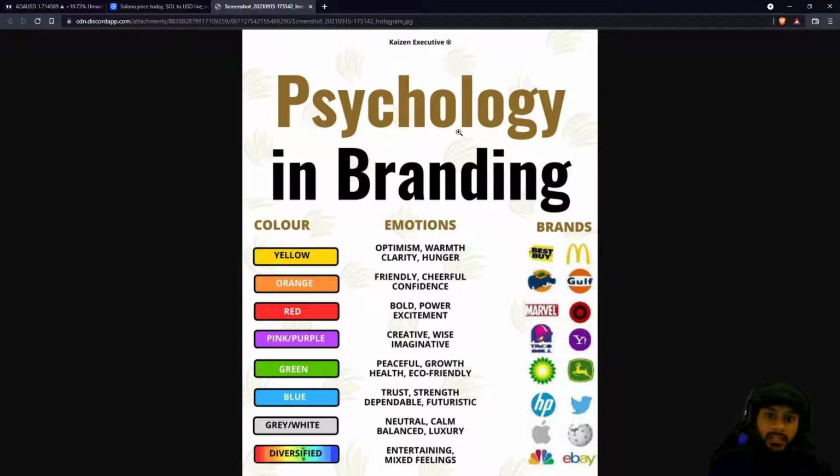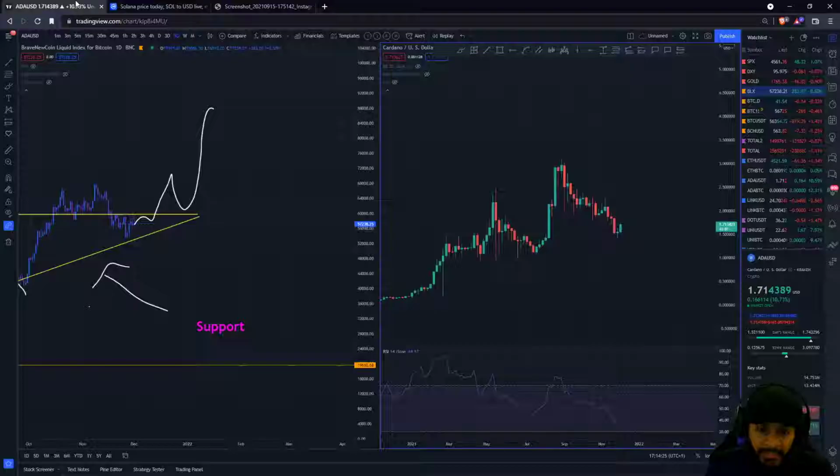Look, psychology and branding. For example, the yellow color, what kind of emotions are involved with the color yellow? Optimism, warmth, clarity, hunger. That's why the logo of McDonald's is yellow. Orange displays cheerful, confidence. Red, bold, power, excitement. Blue, just read it for yourself so you can understand the psychology behind the colors.